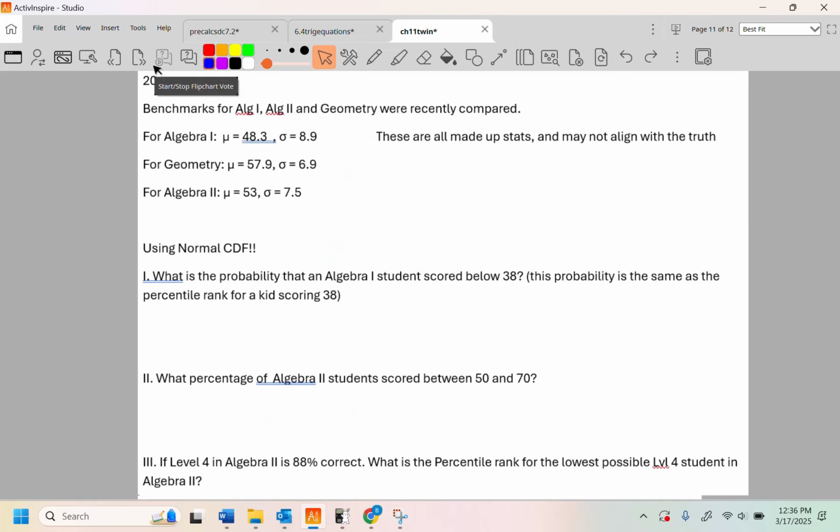All right, these are done using a TI-84. I'm also out of time, which sucks. I would love to keep doing more, but I ran out of time.